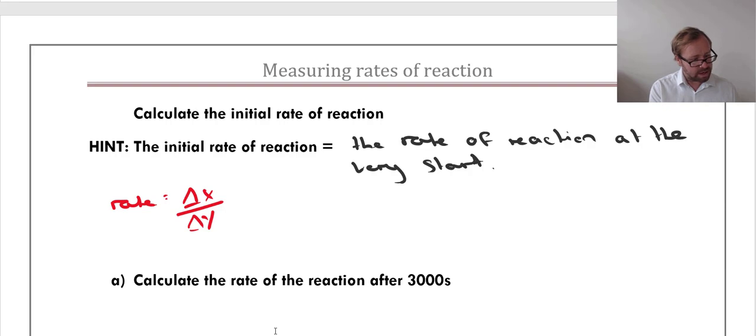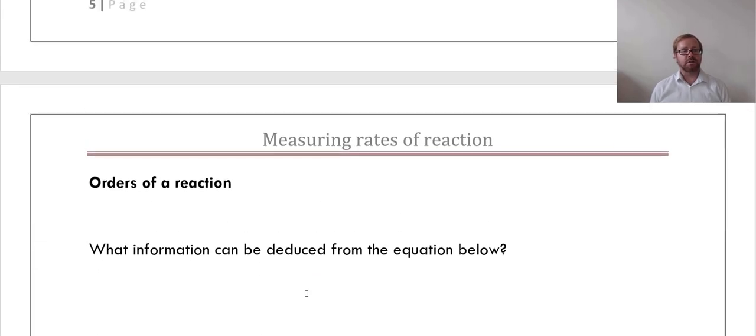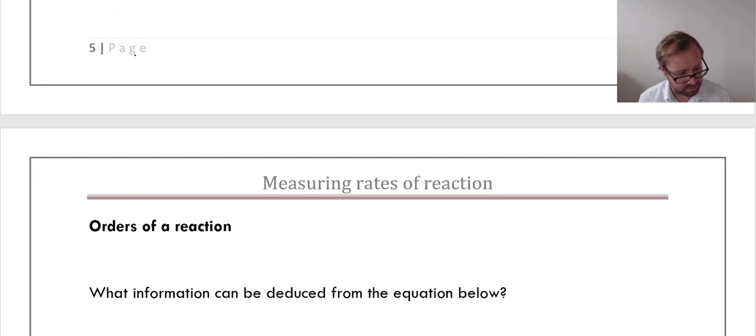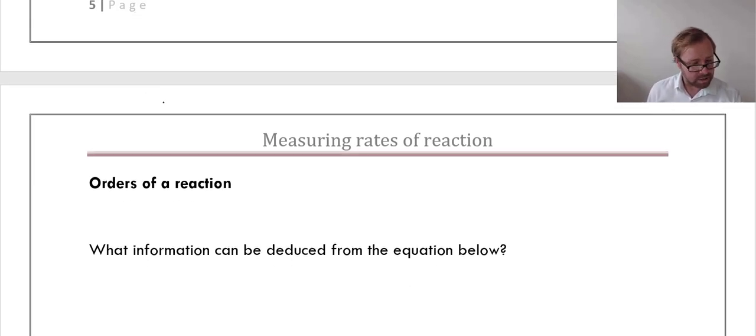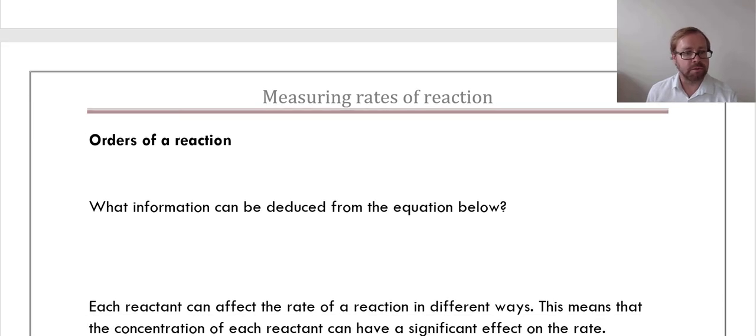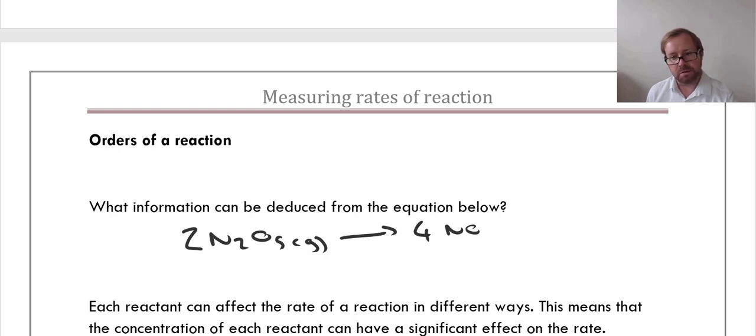So our next example that we're going to go on to is orders of a reaction. So what do we mean by orders of a reaction? Let's have a look at this. I'm going to write an equation down. So we're going to have 2N2O5 gas goes to 4NO2 gas plus O2 gas.